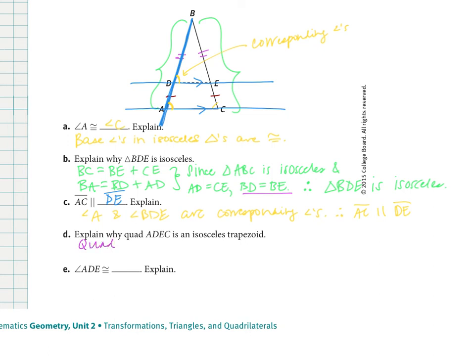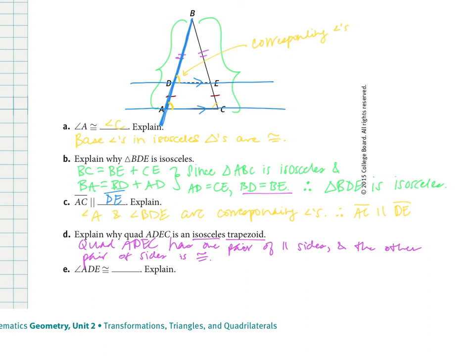Quad ADEC, don't forget the fourth letter, has one pair of parallel sides and the other pair of sides is congruent. So that's what we're looking at with an isosceles trapezoid. Those are some of the properties that we're listing.